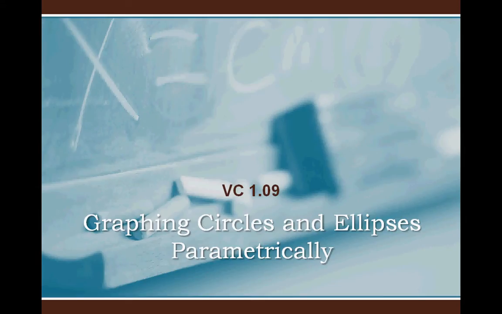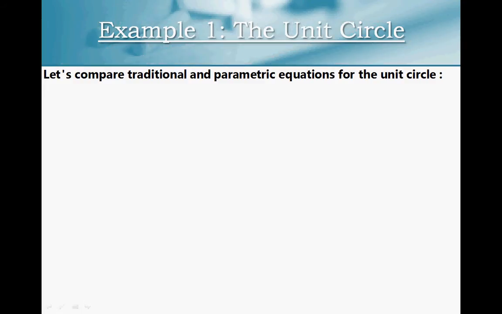We are talking about graphing circles and ellipses parametrically. This is pretty straightforward, but I'm going to build this up from scratch. First, why don't we talk about the traditional equation for the unit circle. The traditional equation for the unit circle in rectangular coordinates is x squared plus y squared equals 1, centered at the origin, radius of 1.